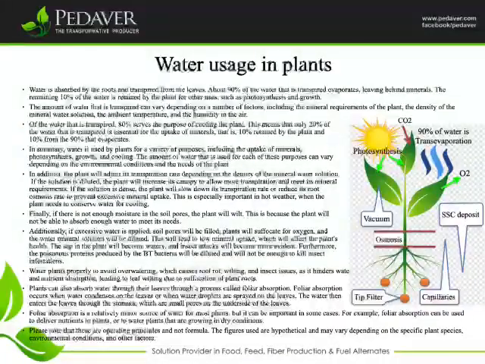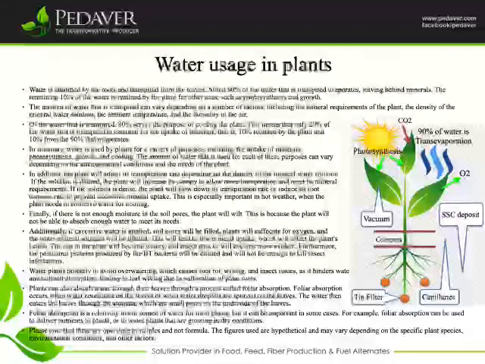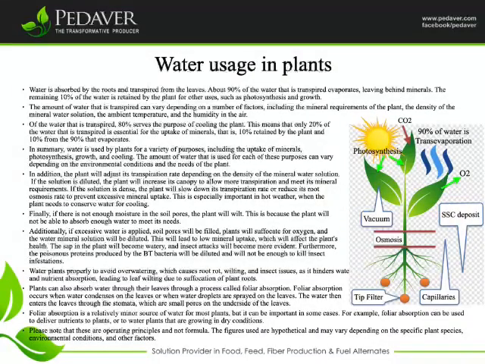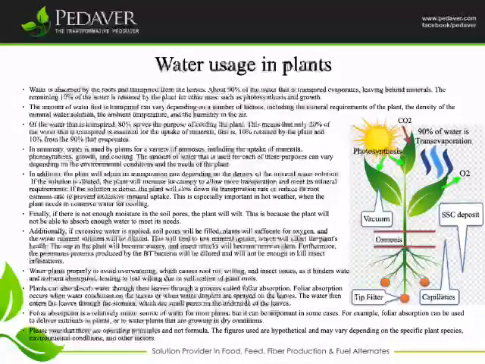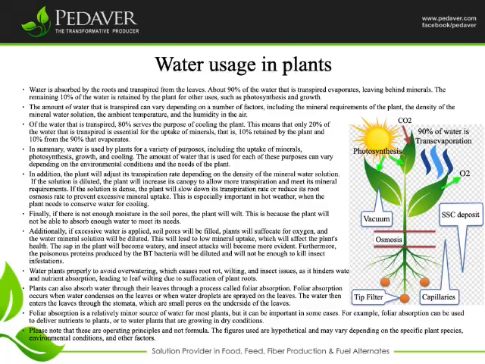Water usage in plants. Water is absorbed by the roots and transpired from the leaves. About 90% of the water that is transpired evaporates, leaving behind minerals. The remaining 10% of the water is retained by the plant for other uses, such as photosynthesis and growth.